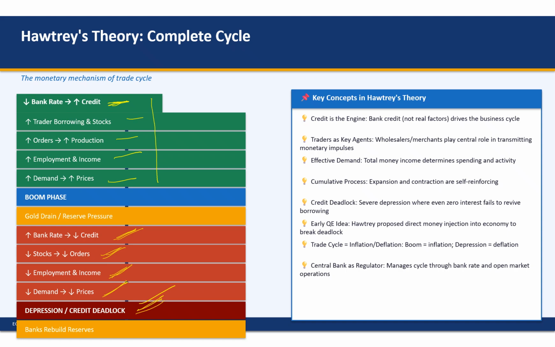Now, the whole story begins with credit. Credit is the engine of this particular cycle. Second, traders and wholesalers are the main transmitters because of which the cycle works. Effective demand is another essential feature, which is determining the spending and activity in the economy.